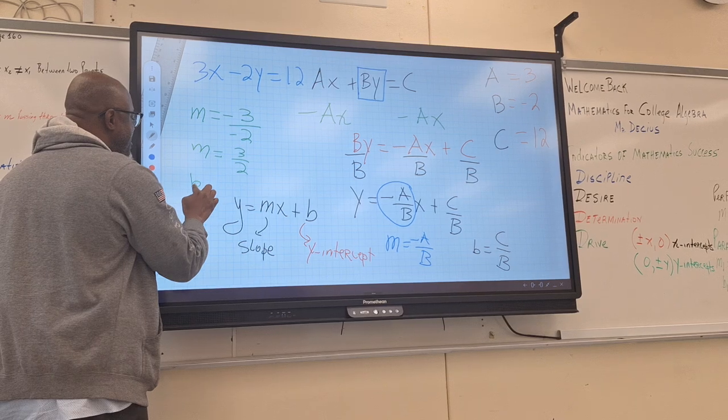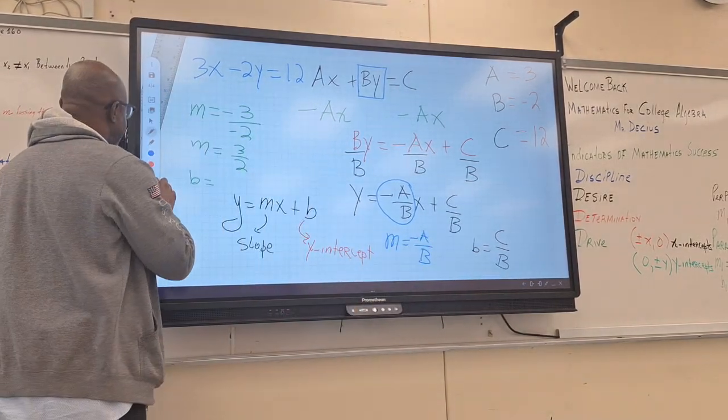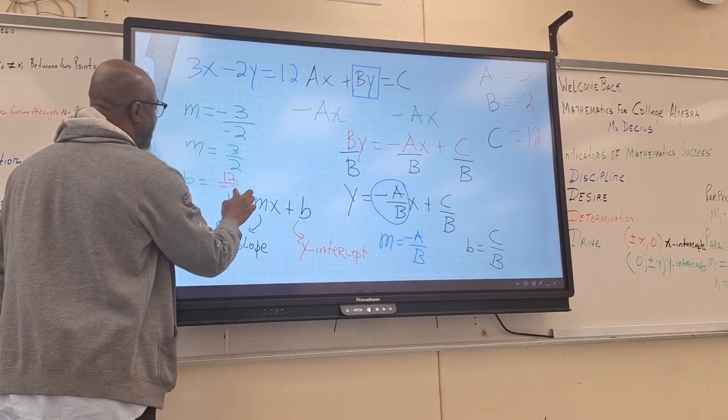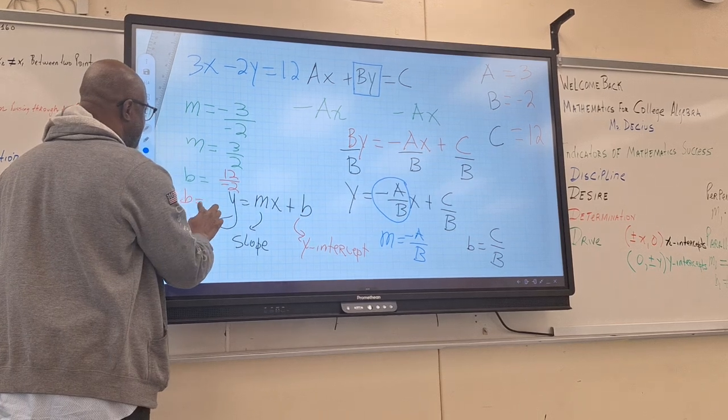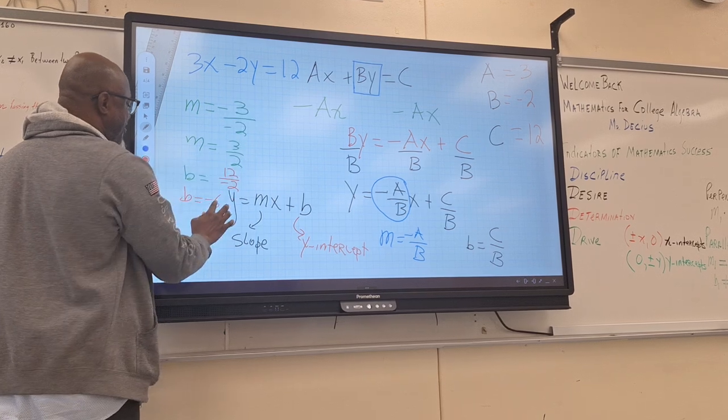Now my y-intercept is what? C/B. In this case, what is C? 12/-2. In this case, what is it? -6. Now I have my slope, I have my y-intercept.